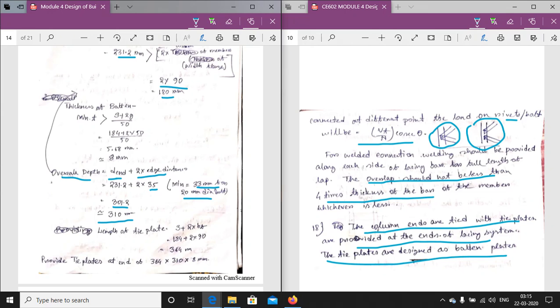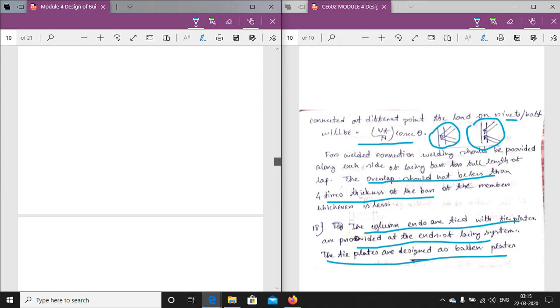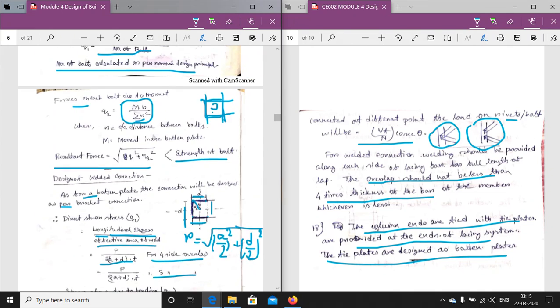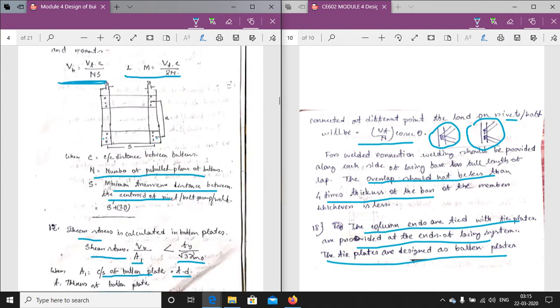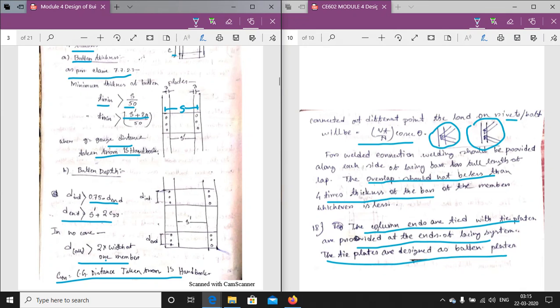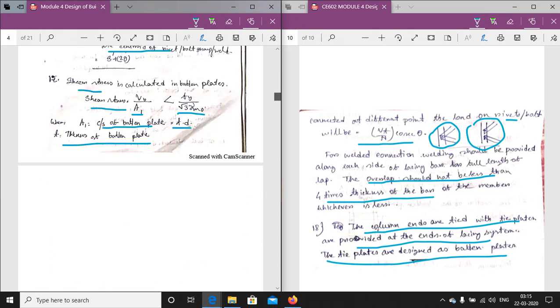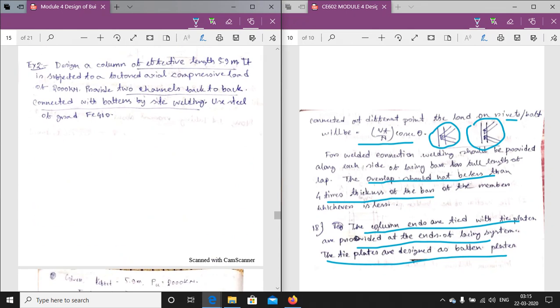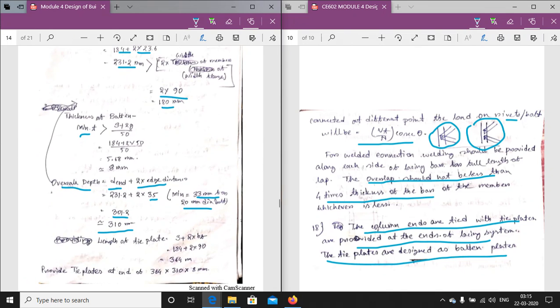Now the minimum thickness of the batten plate should be (S' + 2G)/50, that we have seen in the design of batten plate. The thickness of the batten plate should be more than that. So providing the batten depth, (S' + 2G)/50 equals (184 + 2 × 50)/50 = 5.68 mm. It should be greater than that, so providing 8 mm.